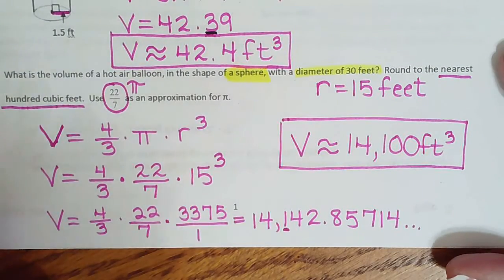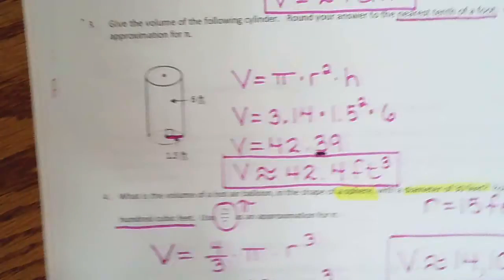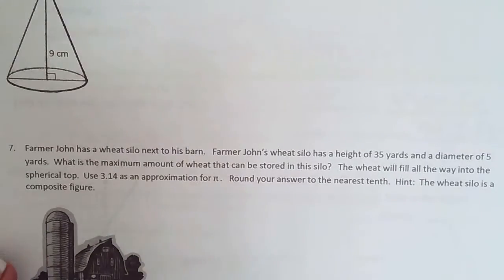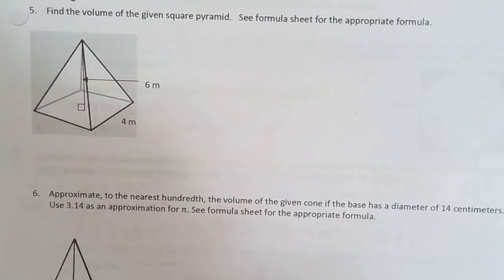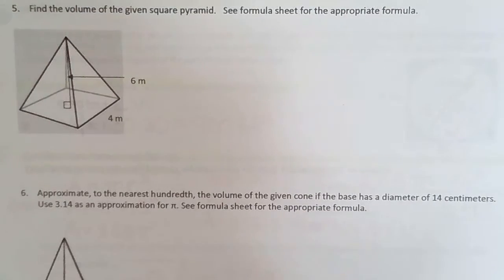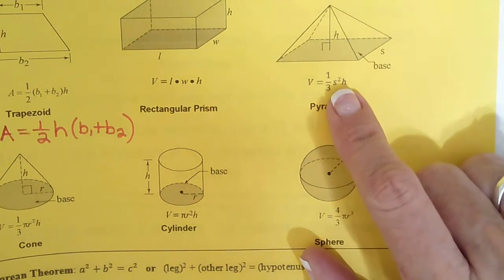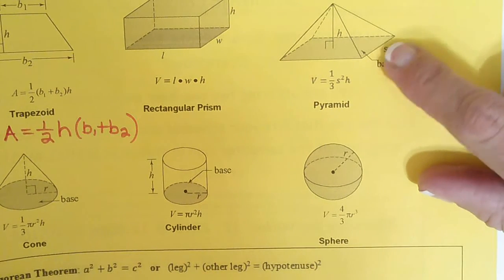So these are pretty easy when you have a formula sheet and a calculator, huh? Okay, let's do our last page. Couple more volume problems. So find the volume of the square pyramid. So square pyramid is 1/3 times the side squared times h. And the side means the side of the square pyramid. So 1/3 times side squared times h.